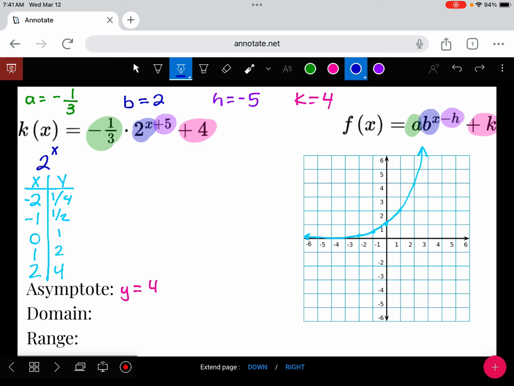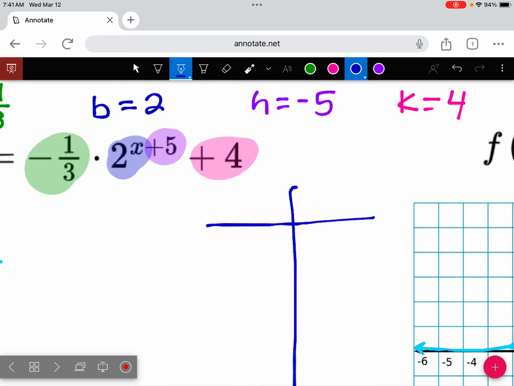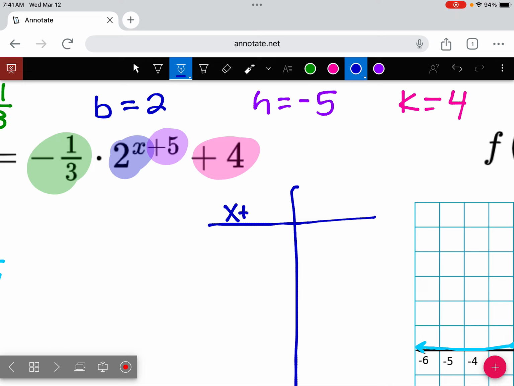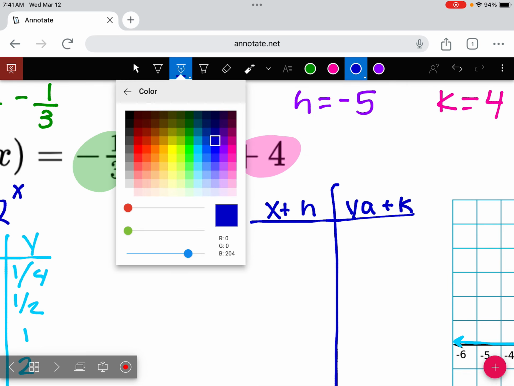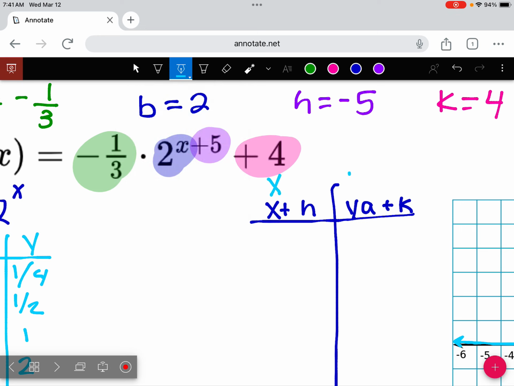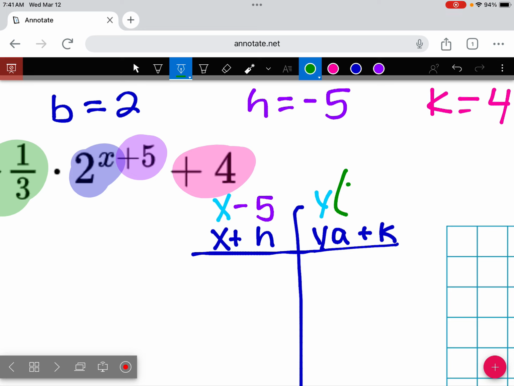So the parent function is a tool that we use to find our real guy. We really want to have k of x. So what we really want is our transformed function. This is the guy we're looking after. So we take our x and we add h. And we always remember how much graphing makes us yak: ya plus k. So we're going to take our x values from our parent function and add -5. We're going to take our y's times -1/3, and then add k, plus 4.